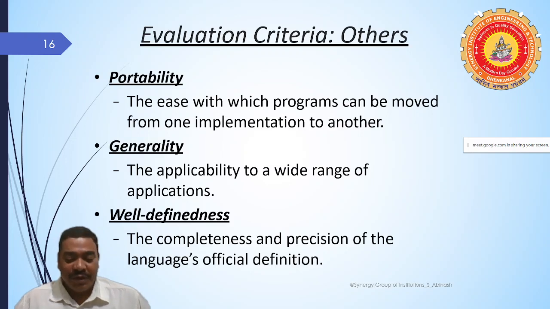Then generality, the applicability to a wide range of applications. That means you have designed a program that can be applied to a wide range of applications. Okay, that is generality. Take internet programming: nowadays small devices are connected to the internet, and middle level devices like a television and washing machine are also connected. AC and fridge are also connected to the internet. Industry automation is fully based on the internet.